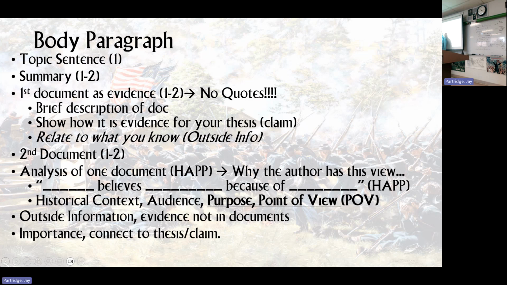I'll give you an example of this in a second. If you can relate it to what you know, not only does that make your essay stronger, but it shows you really understand the documents. You're not just copying what the document says. You're not just copying words. You're analyzing it, relating it to what you know. That's really important.